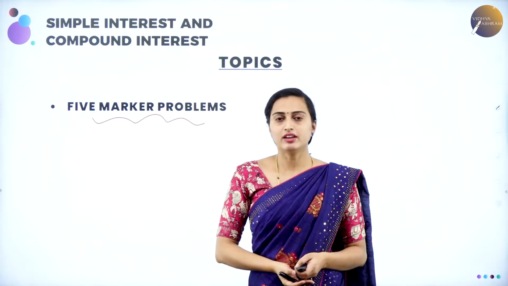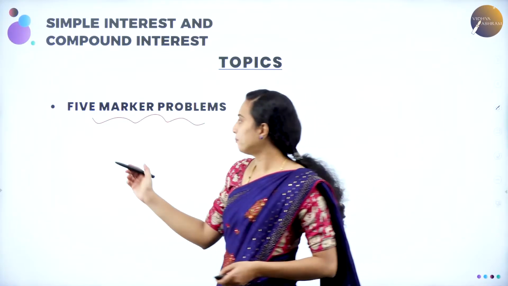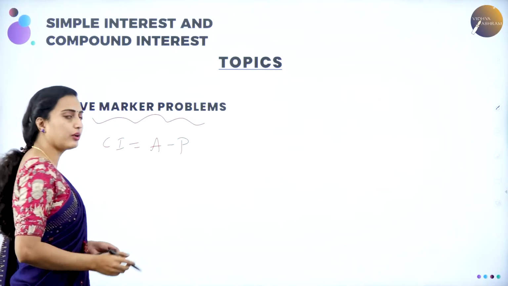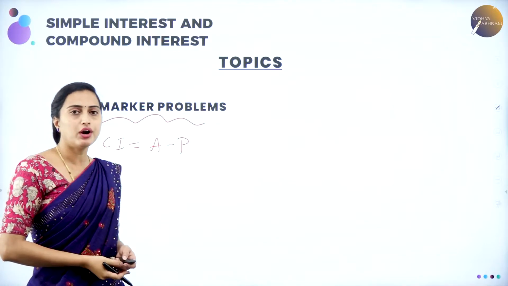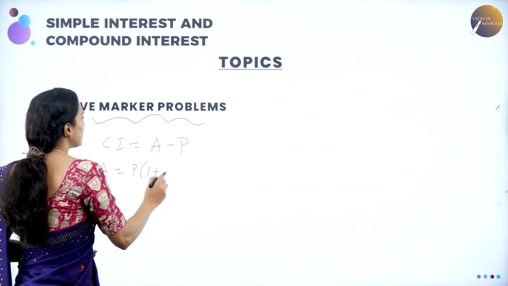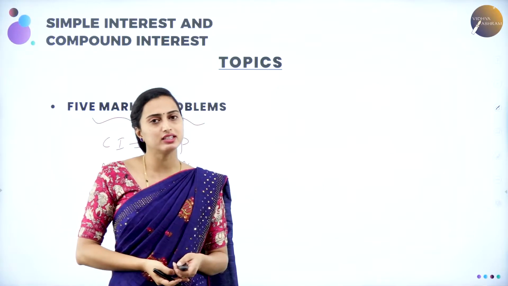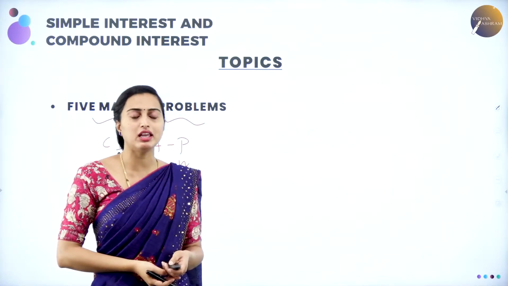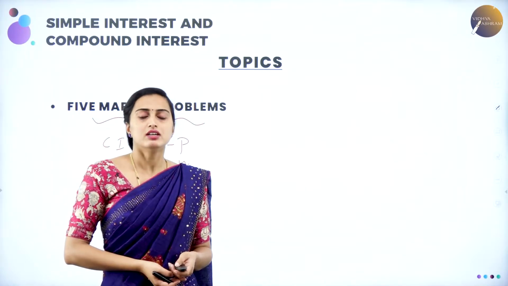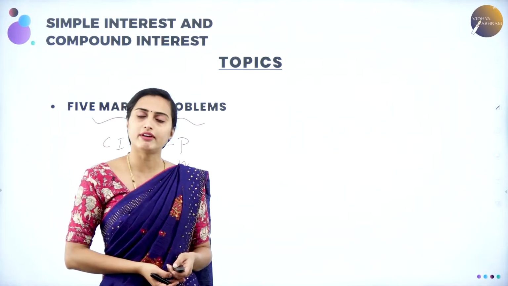So you already know the formula. Compound interest can be taken as A minus P, isn't it? And A can be written as P into (1 plus R) whole to the power of N, where P is the principal, R is the rate of interest, and N is the number of years. So based on these formulas, we are now going to solve the problems of a 5 marker.